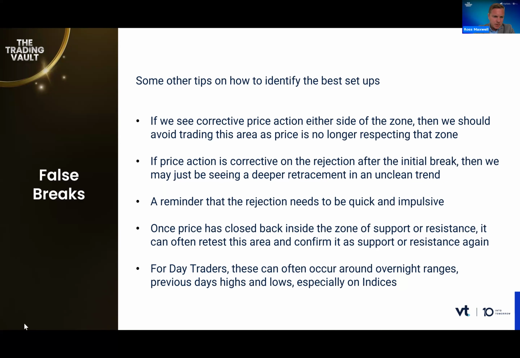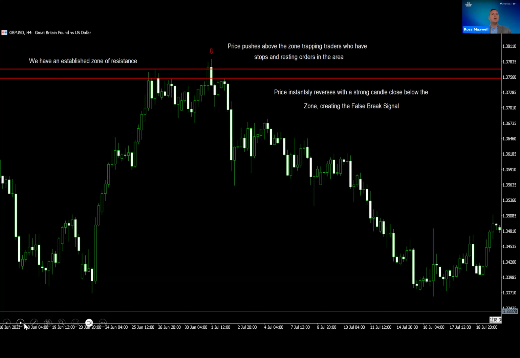Okay, so example. We've got a clear established zone of resistance here. This was on a GBP/USD 4-hour chart. We had a clearly established zone of resistance. You can see the market came and tested it again, pushed back, and again, rather than just rejecting that zone straight away, what does it do? It goes up. Notice that it closes just above the zone, moves higher.